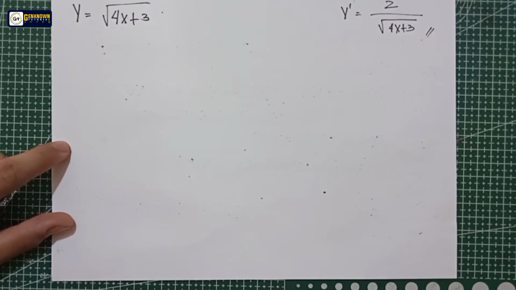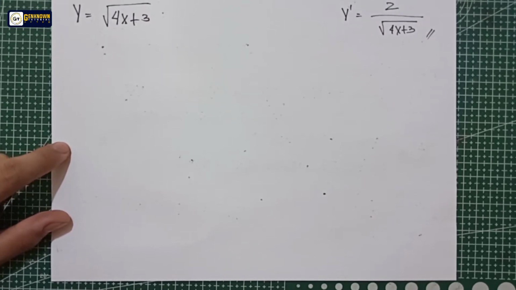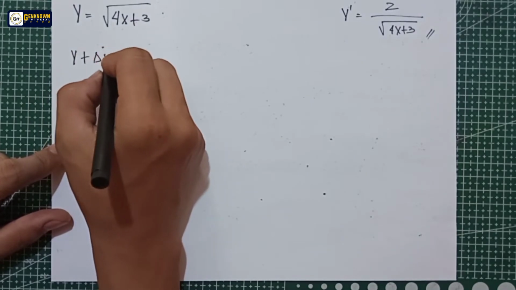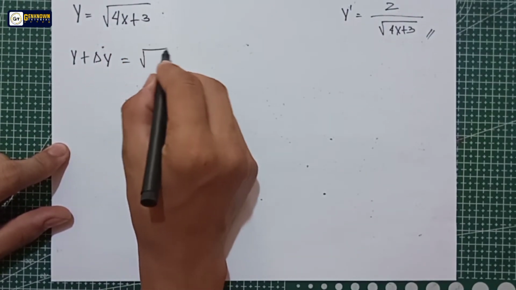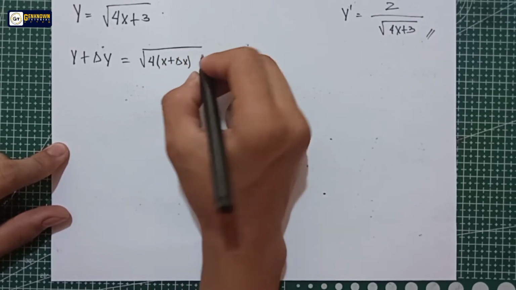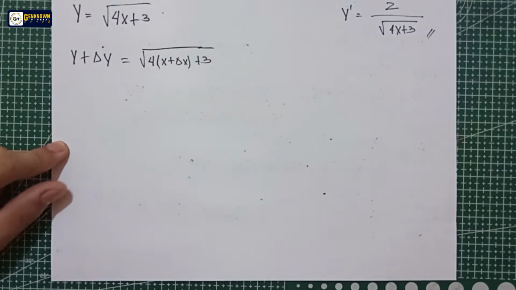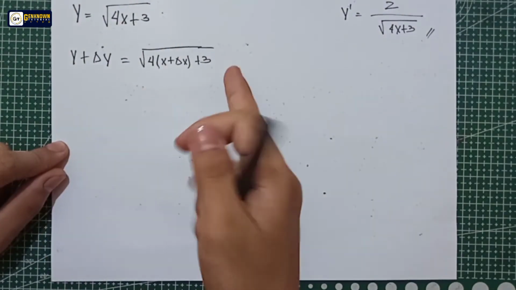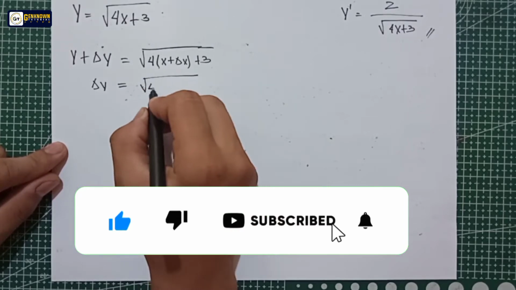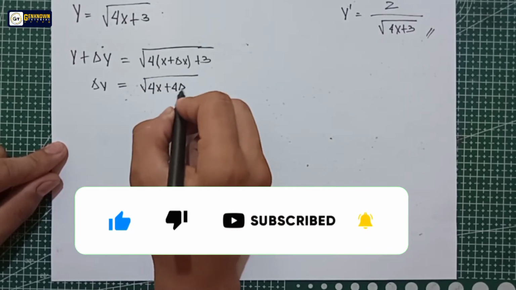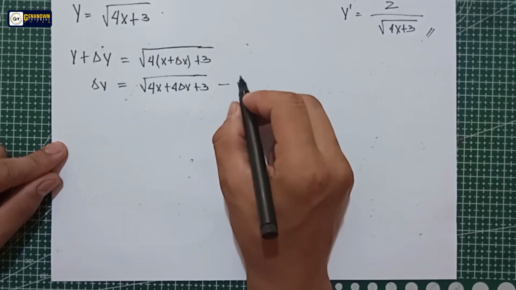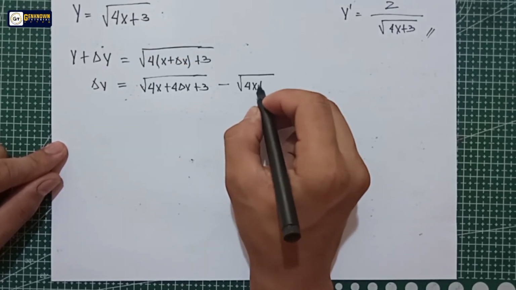Again, for step number 1, let y be equal to y plus delta y and x equal to x plus delta x. So y plus delta y is equal to the square root of 4 multiplied by x plus delta x, plus 3. Transpose the y to the other side, so it becomes negative. So delta y is equal to the square root of 4x plus 4 delta x plus 3, minus y, where y is equal to the square root of 4x plus 3.